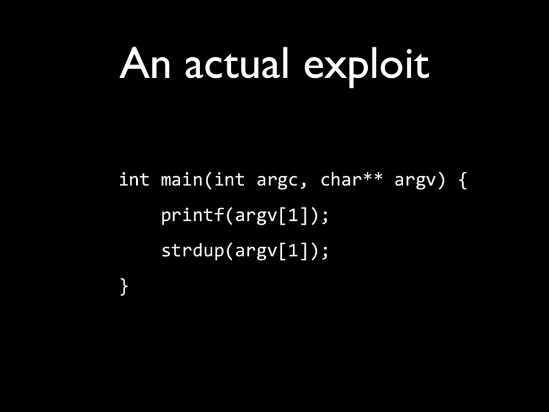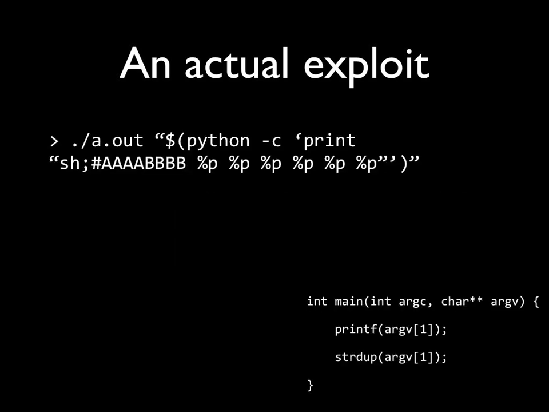Well, here's what I say. Let's do an actual exploit. Here's a little simple program with a printf and then a strdup. Now we're going to use the printf vulnerability, and what we're going to do is overwrite the strdup function to, rather than being strdup, instead be system. And so in order to do this, our argument will be first passed to printf and used as a format string, and then passed to strdup and used as an argument to system, remember?